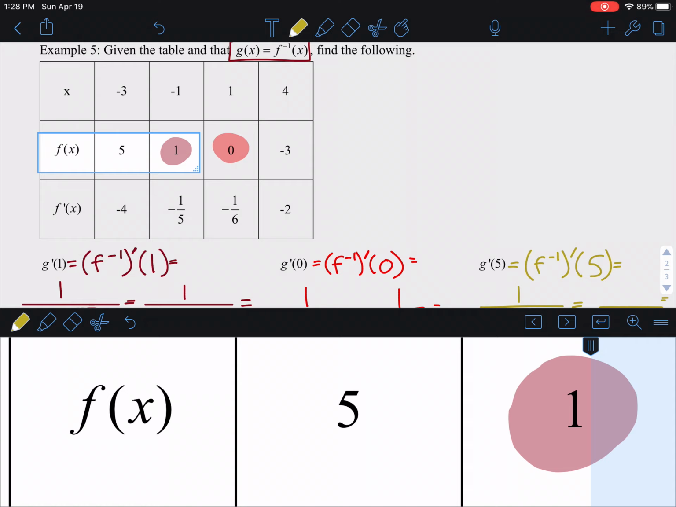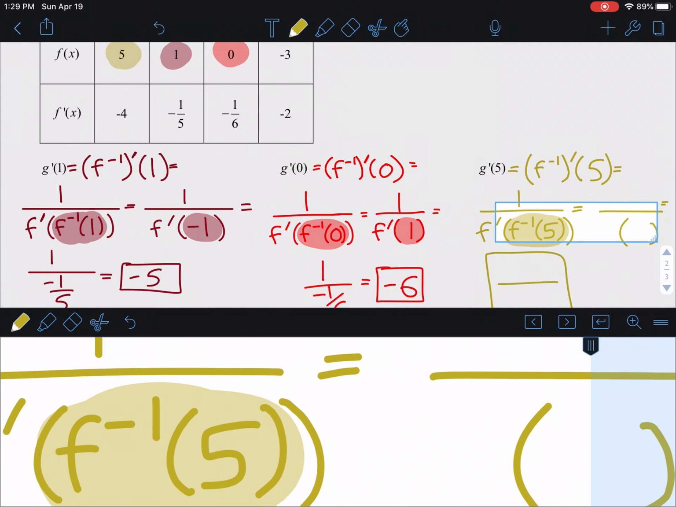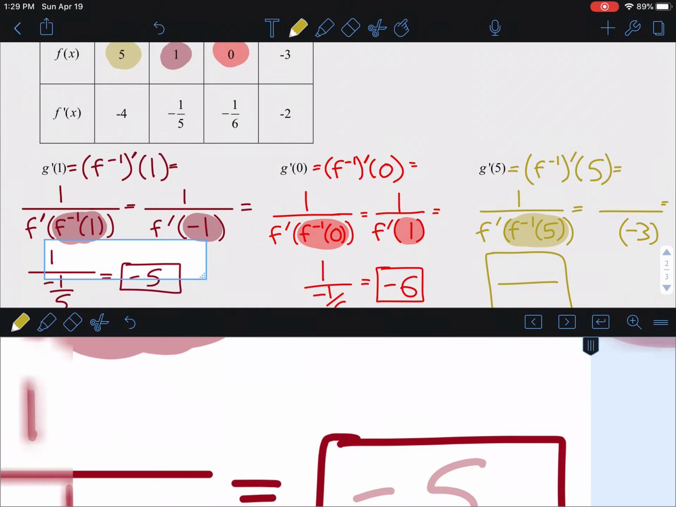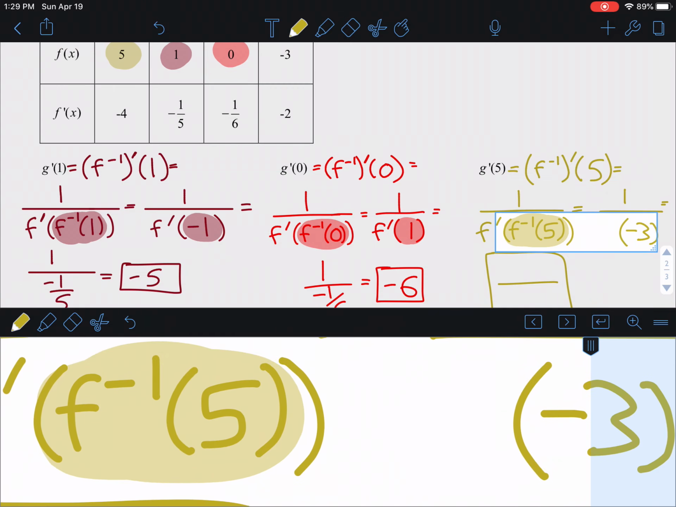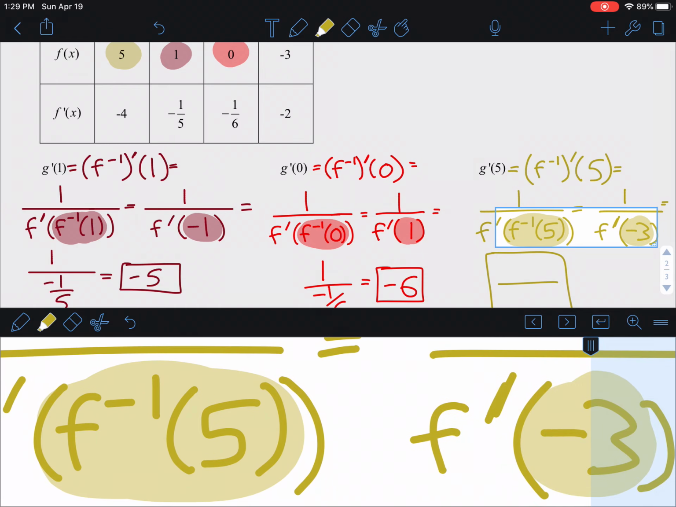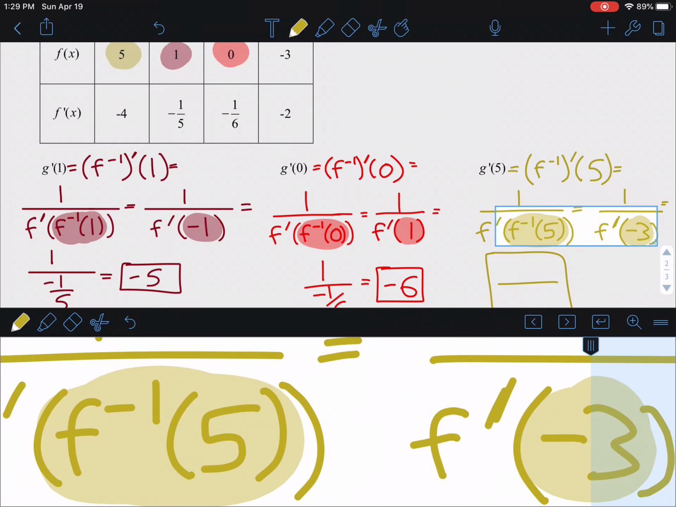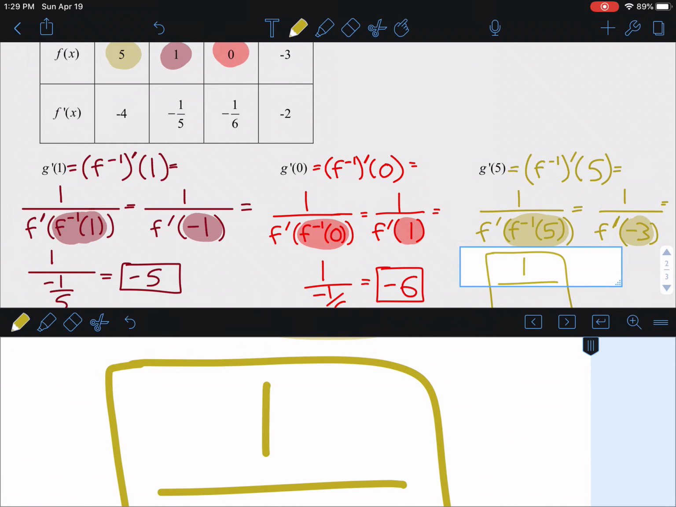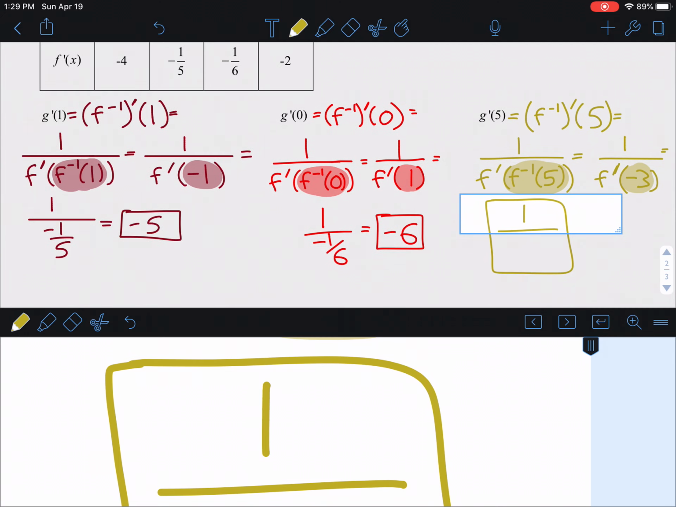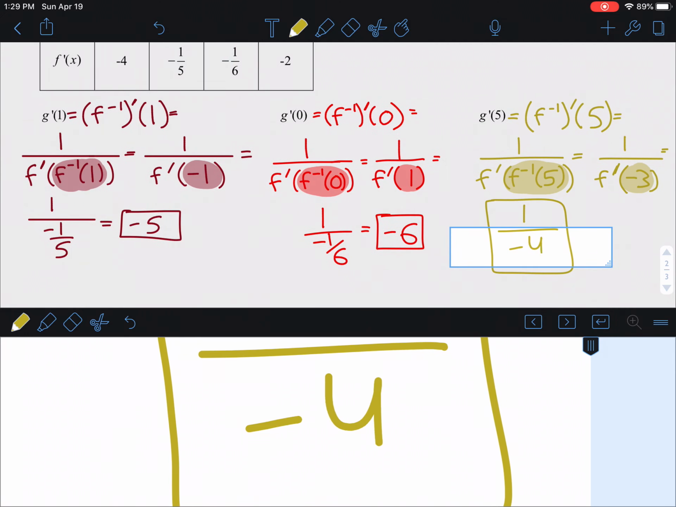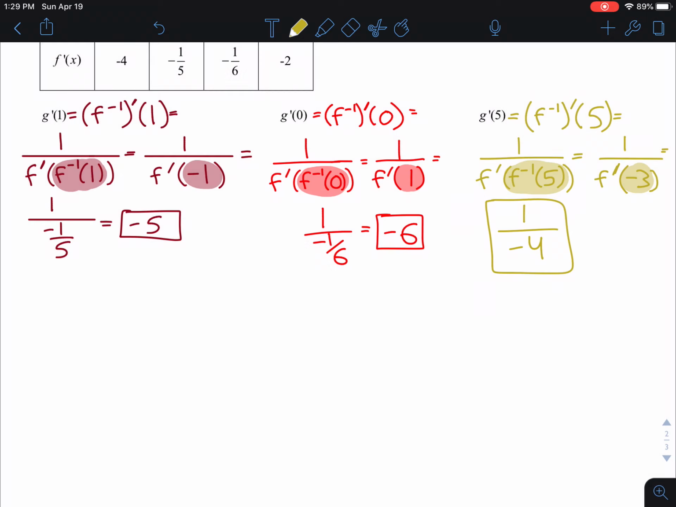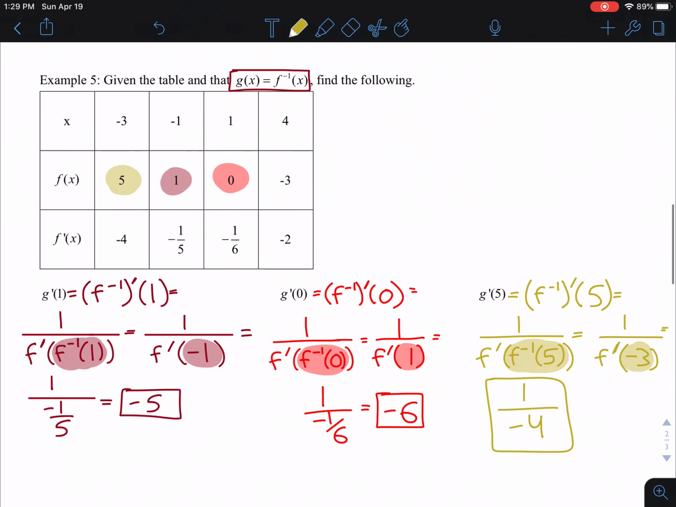I see it's in my f of x row, got it right this time, when x is -3, and so that's going to become my output here. And so I have 1 over f prime at -3. Okay, and so look back at my table. What is f prime of -3? It is -4, and so I get -1/4 as my final answer.